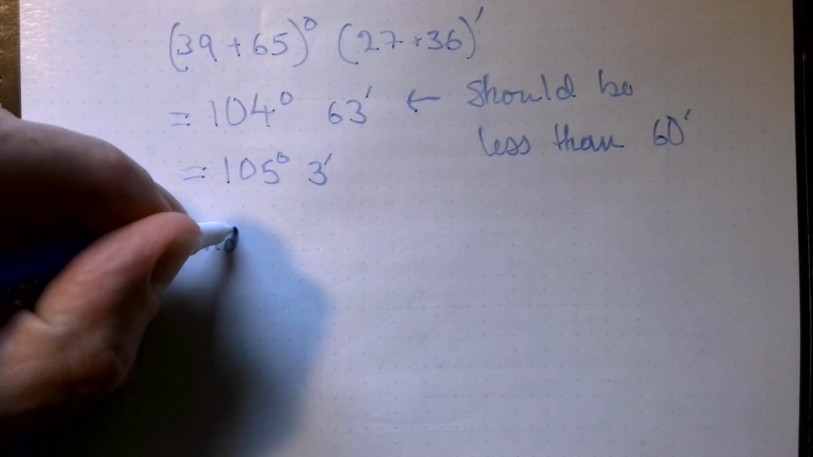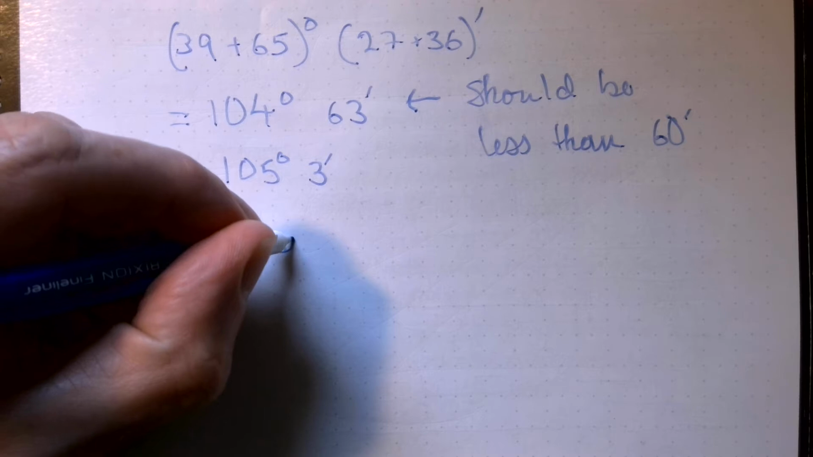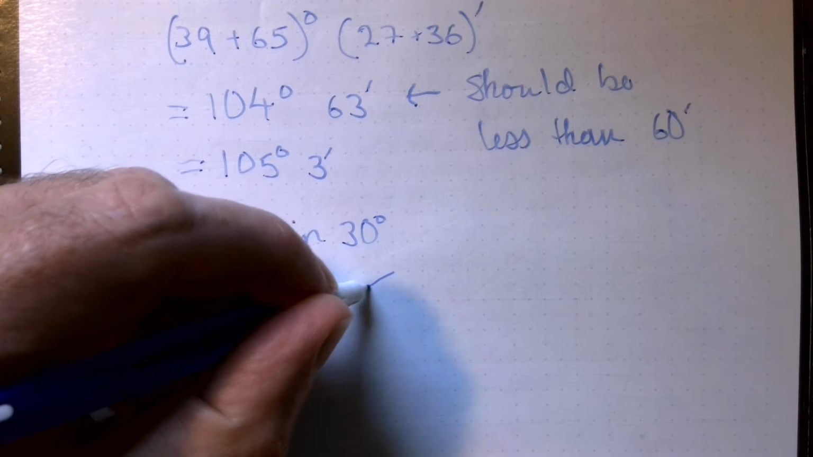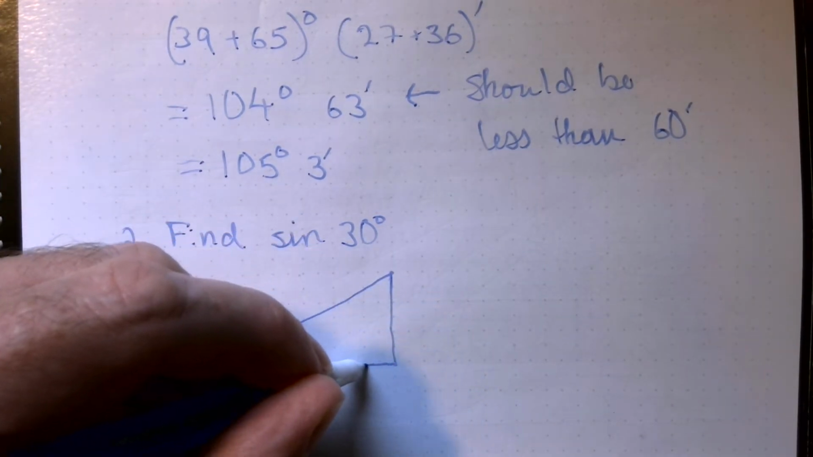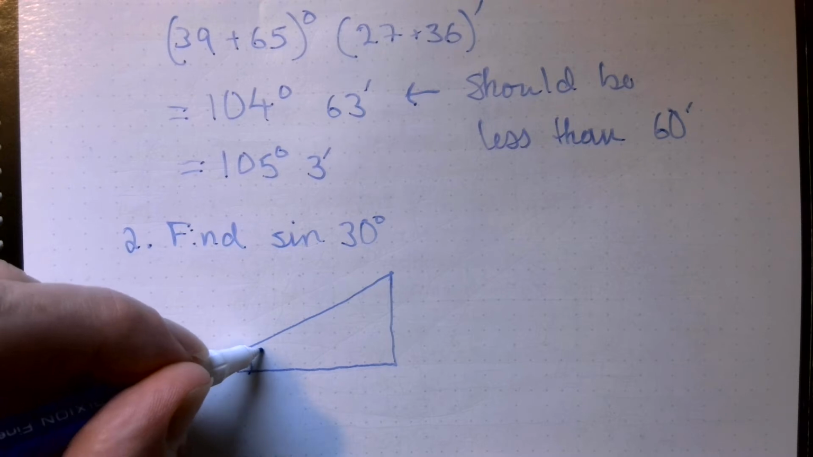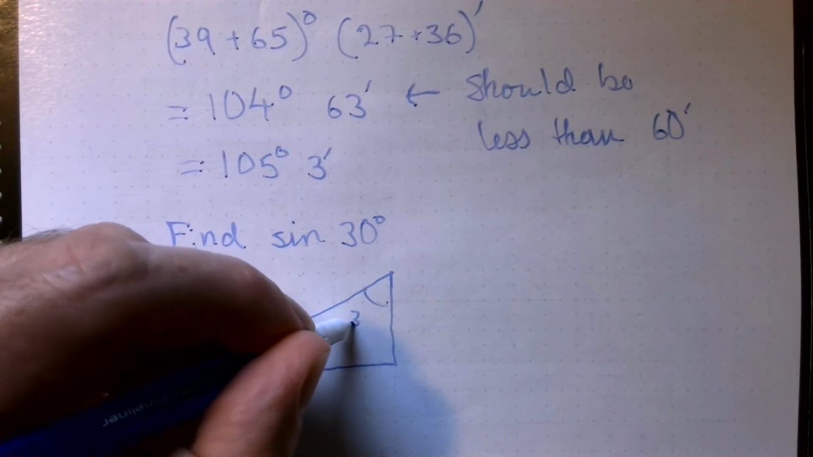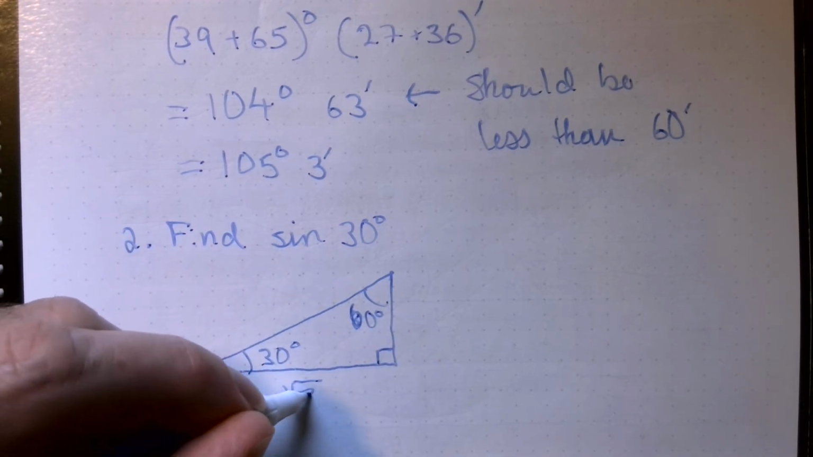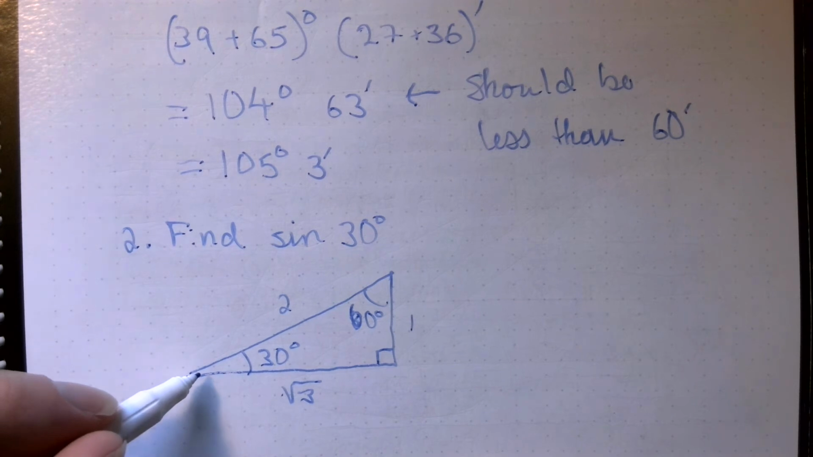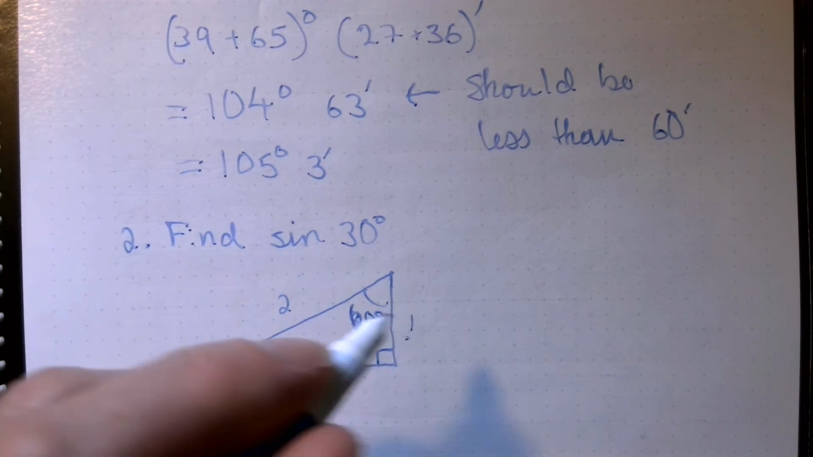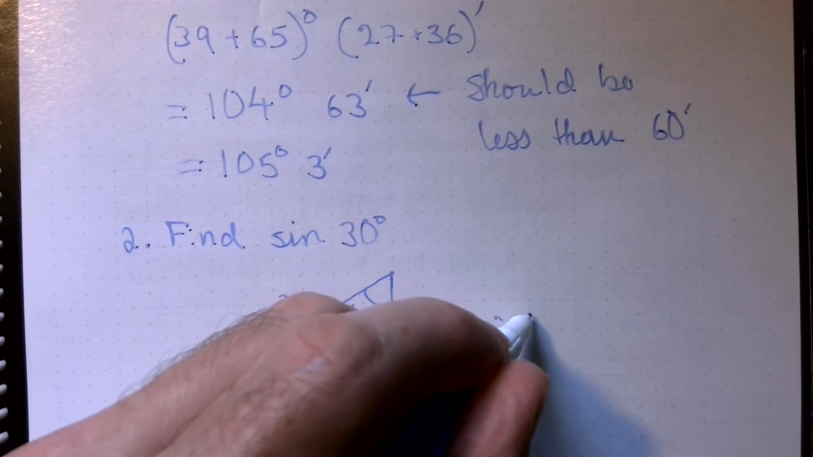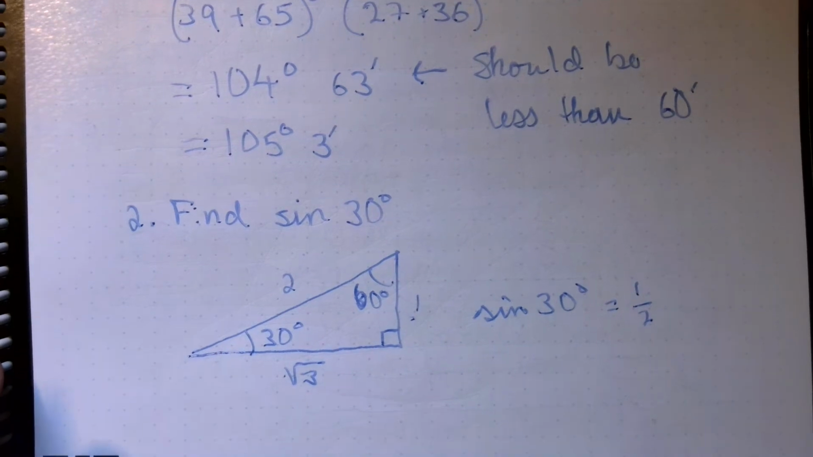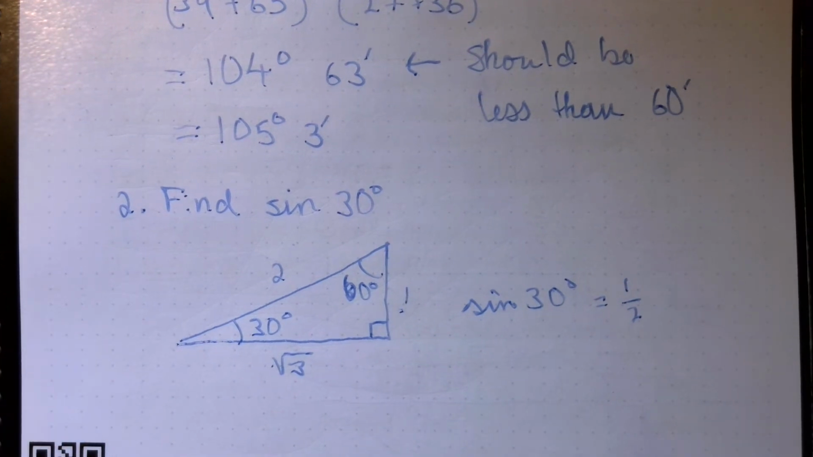Find sine 30 degrees. Now, this is something we know how to do. We did it in the last video, actually. 30 degrees is one of our special angles. 30, 60, 90 triangle. Okay, radical 3 goes by the 30. There's a 1, there's a 2. The sine is opposite over hypotenuse. So it should work out that sine 30 degrees is 1/2.